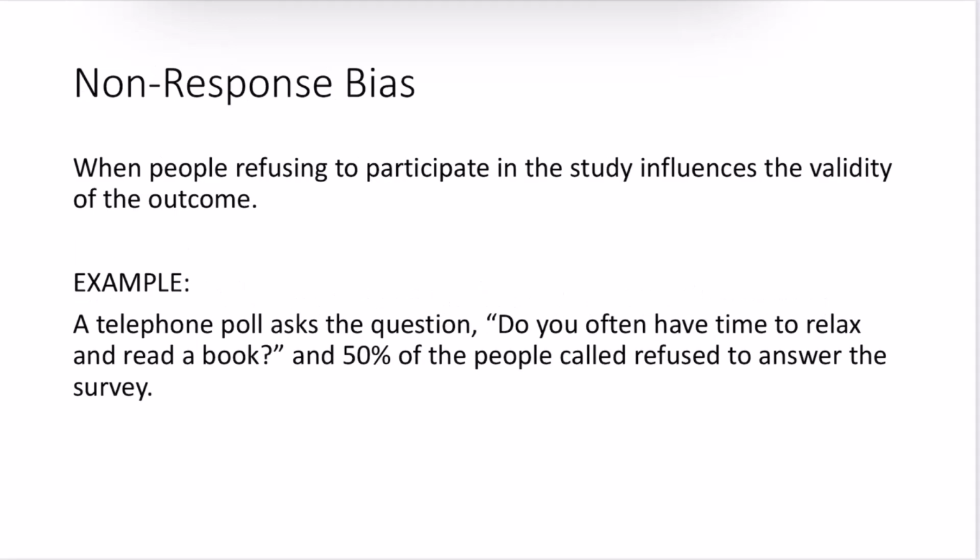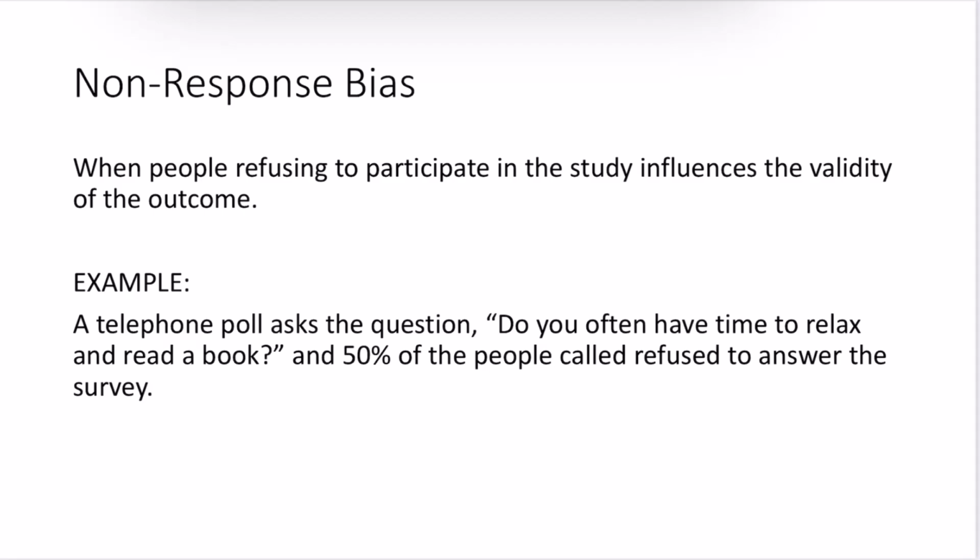And then the last type of bias we're going to look at is non-response bias. Non-response bias is when people refuse to participate in the study, and that influences the validity of the outcome. You'll always have some people who won't participate in the study, but if you have a lot of people who won't, or if the people who are choosing not to participate in the study are all from the same part of the population, so that part of the population is not being represented, then that's when you get non-response bias.